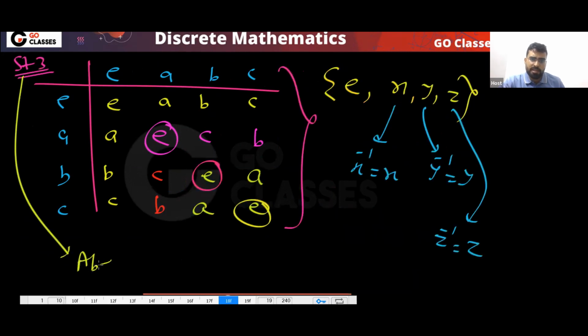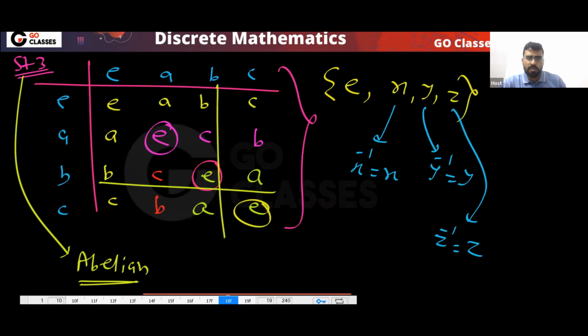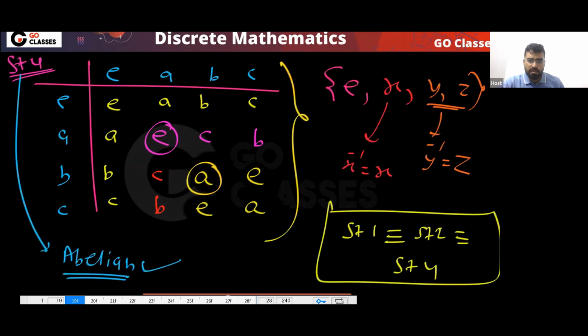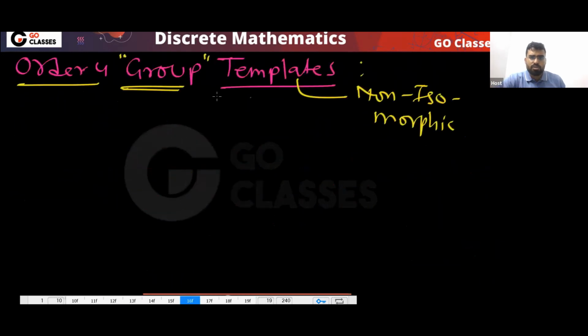And also this is abelian, because first row is same as first column, second row is same as second column, third row is same as third column, and fourth row is same as fourth column. So this is also abelian. So finally I can say both are abelian. So this is the final conclusion. Let me make the conclusion here.